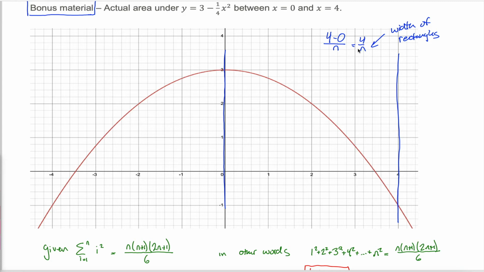So I can't draw these because I don't know what n is equal to, but picture a bunch of really, really, really small rectangles, and the width of these rectangles is 4 over n. If I could figure out the height of these rectangles, I'd be done, because I need to know the area of the rectangles, and the area of a rectangle is just the width times the height. So what is the height?